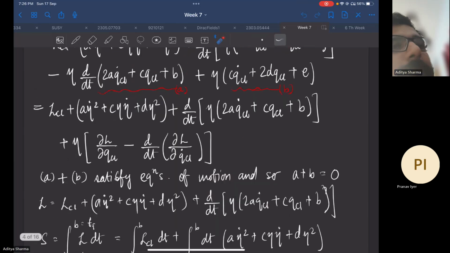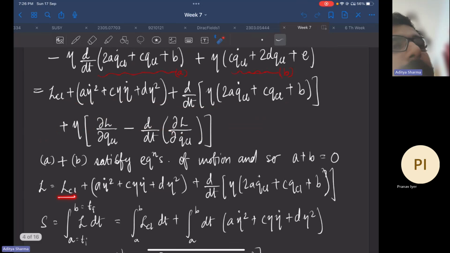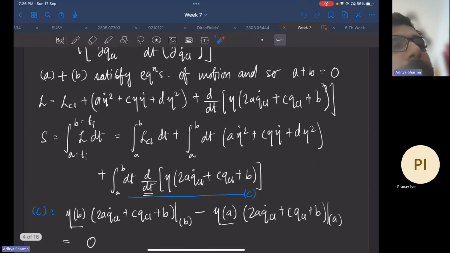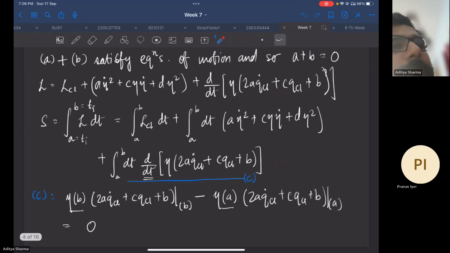So I'm going to get this term is 0. So I will have L classical plus this thing plus this thing. Now I want to compute the action. The action is the integral from the initial to the final point of L classical plus this thing plus this thing. Now this is a total derivative term. When you integrate, you just have to put in the limits. And we had our condition that eta at the endpoints is 0. So at the endpoints, this term is 0. So the integral of c is 0.